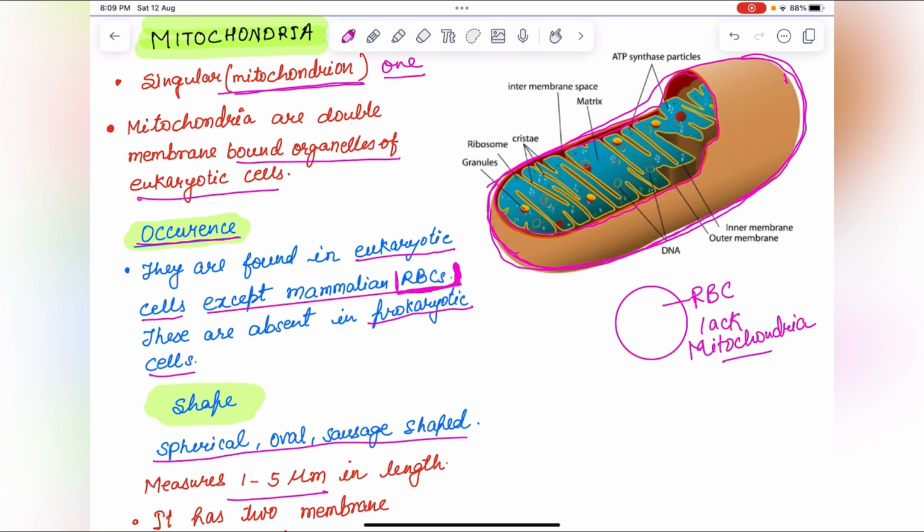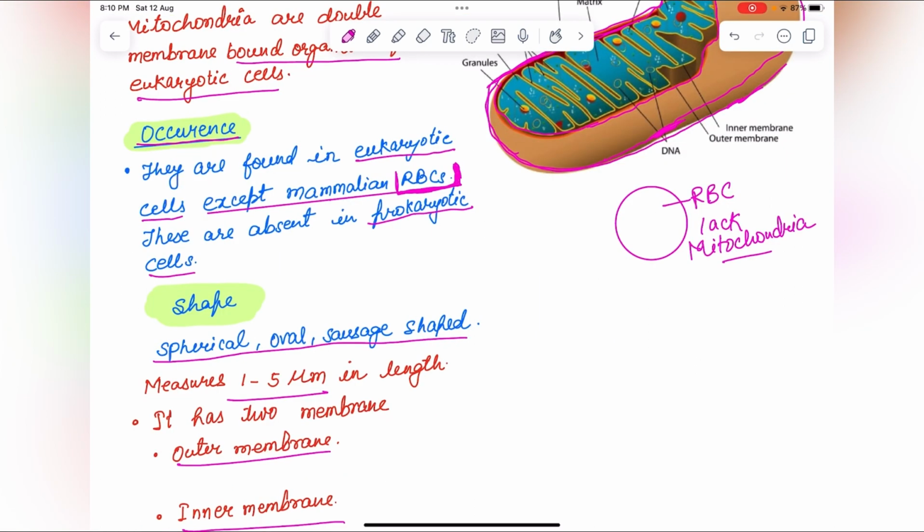Mitochondria have two membranes protecting it on the outside. This outer membrane helps in protecting it from outside. The outermost layer is smooth and also contains transport proteins that pass material in and out of the mitochondria.